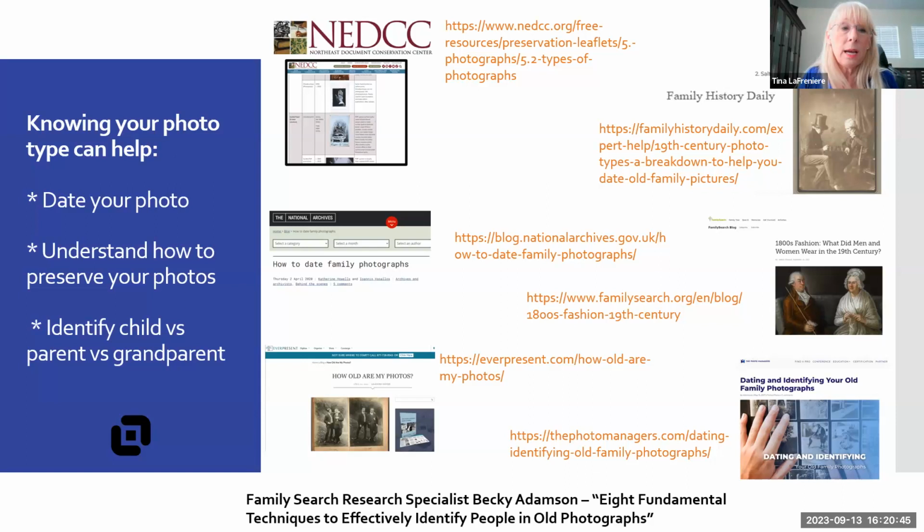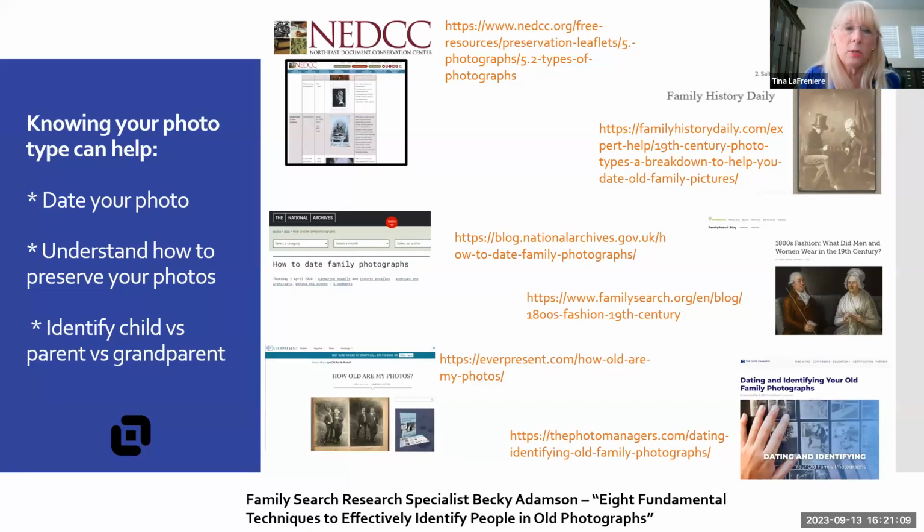Here are some sites I found useful. The Northeast Document Conservation Center is where I discovered I have those light-sensitive papers. I wish I'd gone there before I had scanned those photos that I ruined. Like you, I'm always trying to educate myself on photos, and I took a class given by Becky Adamson, a research specialist at FamilySearch.